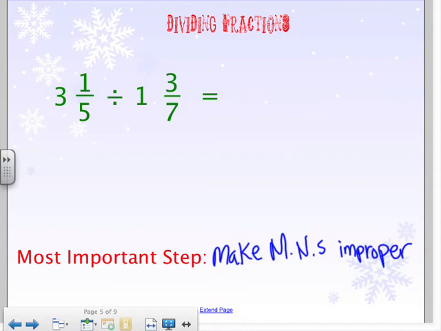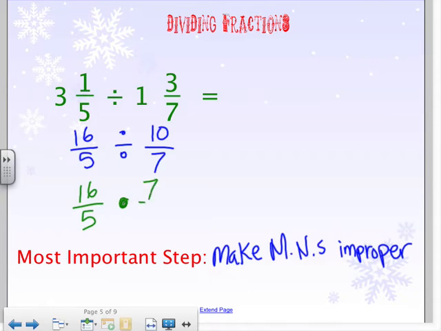Now, what's tricky about this is some people try to do too many things at once, meaning they try to make the numbers improper and do keep, change, flip all in one step. Please don't do that. That's when you make mistakes. First, let's just make everything improper. So I'm going to rewrite it all with division still as improper fractions. Now that I've done that, now I'm going to do my keep 16/5, change to multiplication, and flip the second fraction. Okay.